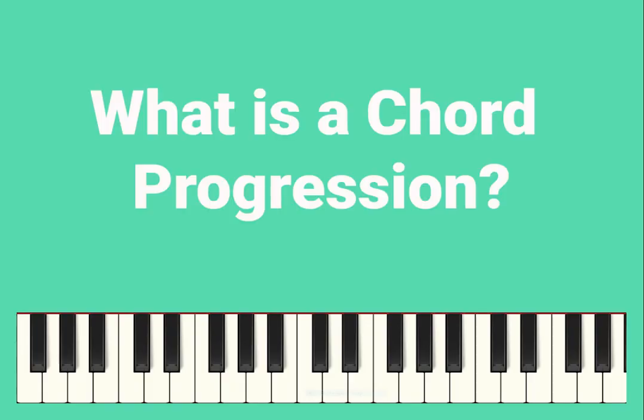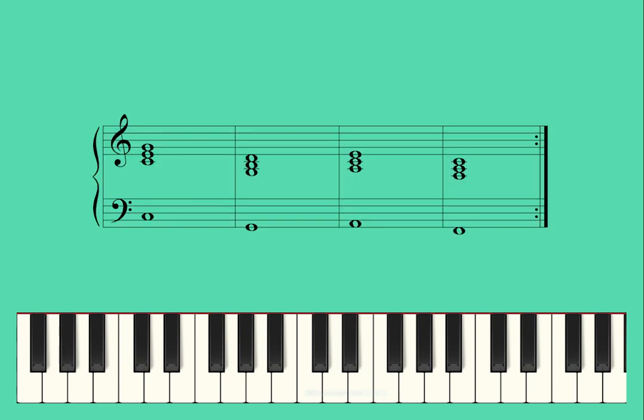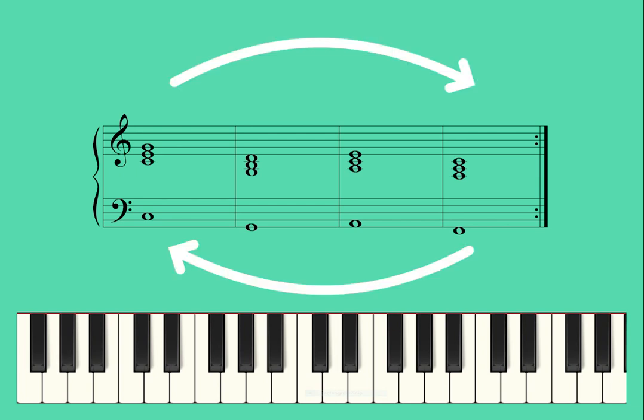Before we start, let's go over what a chord progression actually is. A chord progression is basically a sequence of chords played one after another. A lot of songs or pieces are based around a 4-chord progression, which repeats over and over. That's what we'll be looking at here.